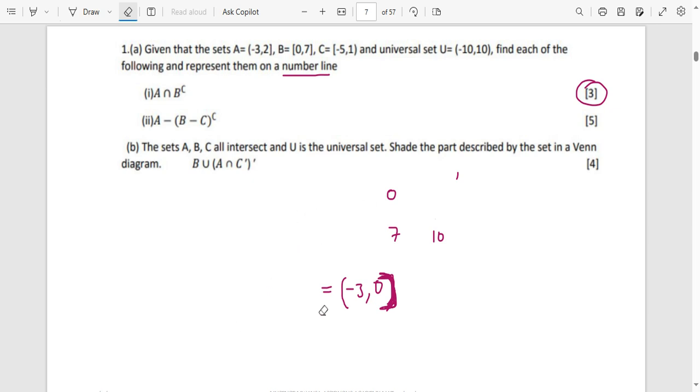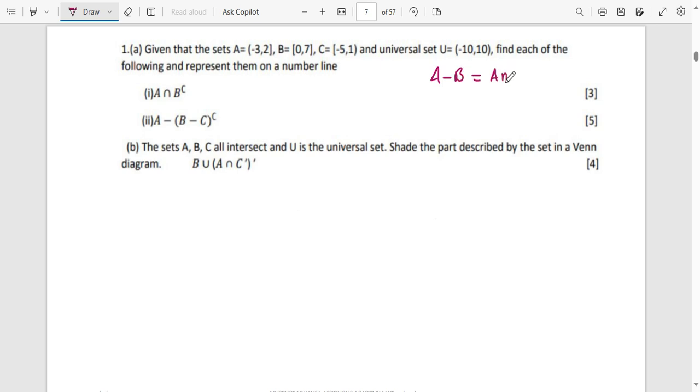Now let's go to the second one. Don't worry if you get confused. Just continue listening. There are a lot of questions here for you to understand. So I want now to work out A minus B minus C complement. Now you need to know that a minus means intersection complement. So if I've got A minus B, this is the same as A intersection B complement. This is what you need to understand, okay? So the first thing is we need to simplify this set.